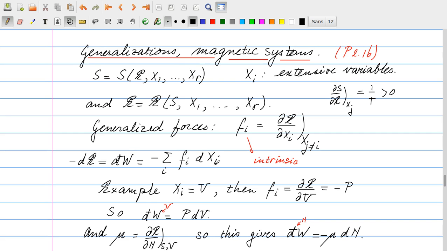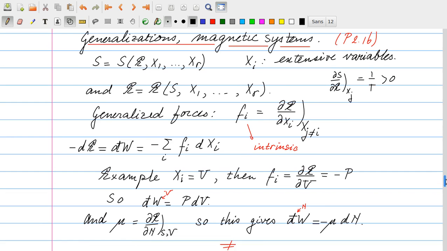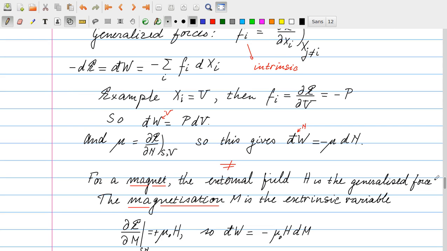Of course, I do change all the X's, I do not change the S itself, because if I would change S, then that would represent a term which means the heat. So here again, the example is if Xi is V, then we have Fi is minus P, and I get dW is P dV. So that's associated with a volume change. If I change the number of particles, I can derive a work associated with that change in N, and I get a mu dN. And obviously, in general, I have to add all these forces.